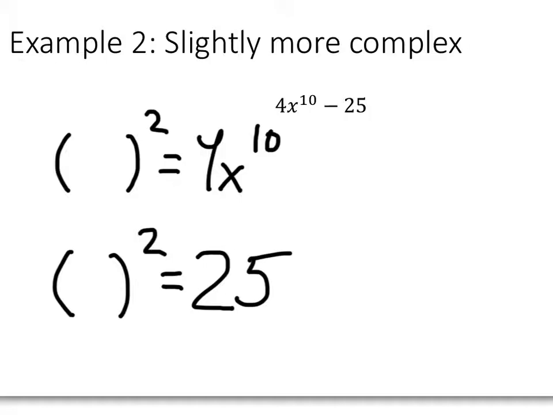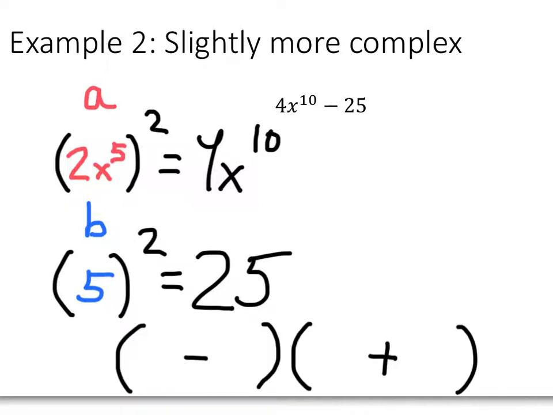Just like before, we're looking for perfect squares, so we should be encouraged because we see a 4 and a 25. So we need to find something squared that gives us 4x to the 10th and something squared that gives us 25. By looking at the square roots, we can see that 2x to the 5th and 5 will both work. So 2x to the 5th will be the A part in the pattern, and 5 will be the B part in the pattern. Now we just fill in the pattern.